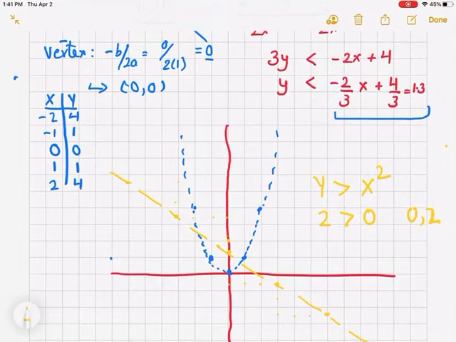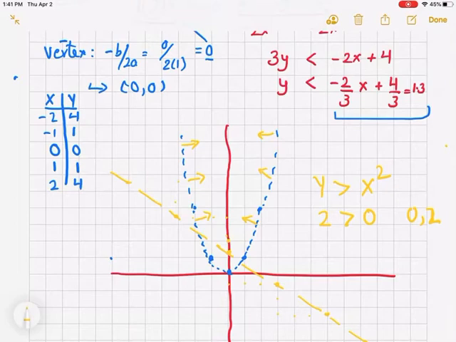Yes, it is true. If it works, then I need to shade towards the point. Since that point is inside the parabola, I know I need to shade inside the parabola. Since I haven't done the other line yet, I'm just going to draw arrows for this parabola. I know I need to shade inside this parabola.